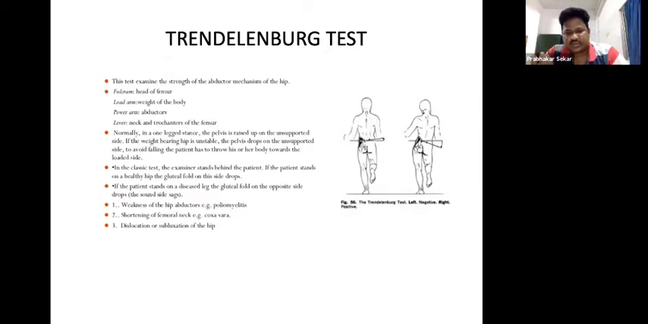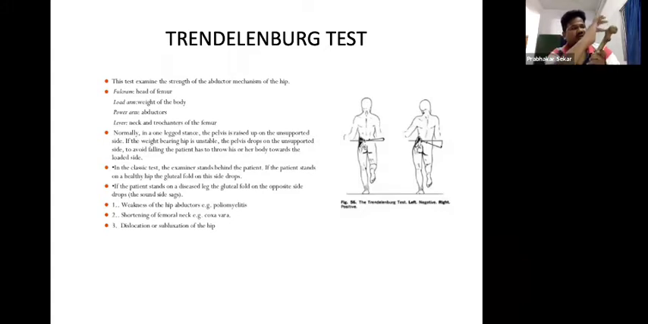Here there are three components. One is the fulcrum. The fulcrum component is formed by the head of the femur. So this is the joint, the acetabular cavity, and this is the head. Then the lever arm. The lever arm is formed by the head, neck, and the trochanter.